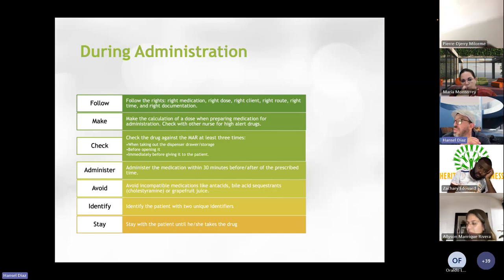Follow the rights: right medication, right dose, right client, right route, right time, right documentation. Document in real time. Don't procrastinate. Make the appropriate calculations. Know what you're giving your patient. Check with another nurse for high-alert drugs. It's a speed-up process. So if you're giving blood, somebody else needs to be there with you. If you're giving heparin, somebody else needs to be there with you. Checking.